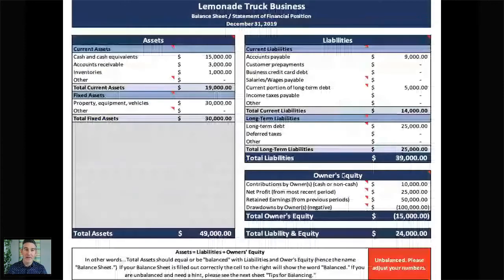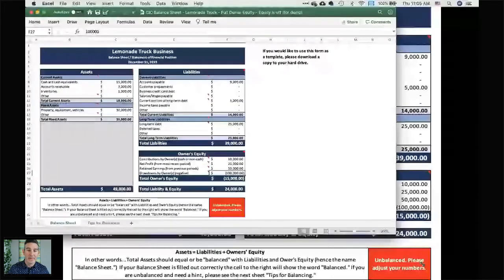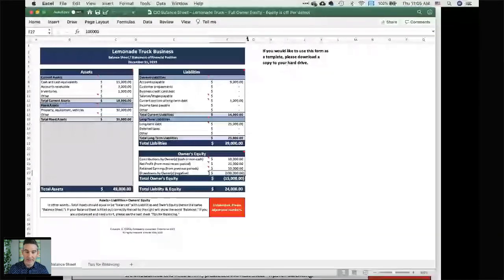This is that same balance sheet, but now something has happened and we're off. So we now have our total assets are $49,000, but our total liability and equity is $24,000. So these two numbers should be the same here on the bottom. And it looks like we're off by $25,000. So I'm actually going to open Excel and play with this so that you can see the math happening in real time. Let me zoom in a little so you can see it a little better.